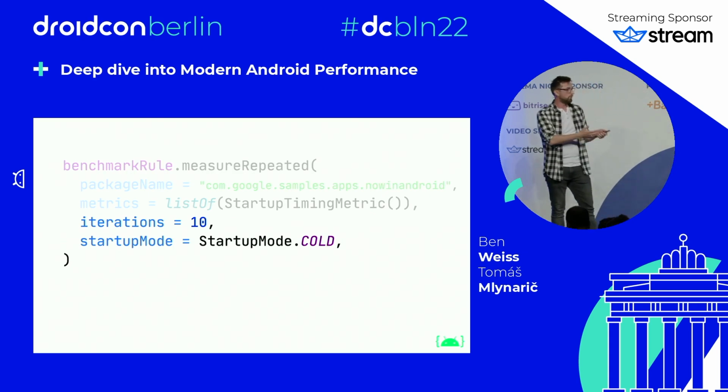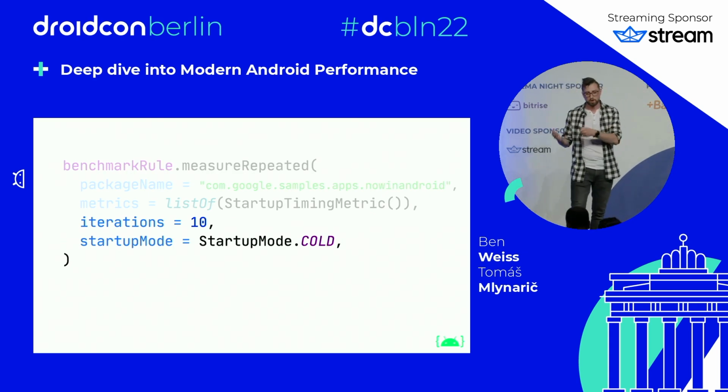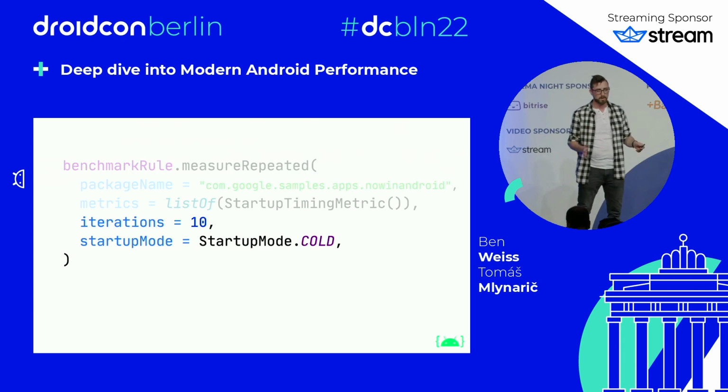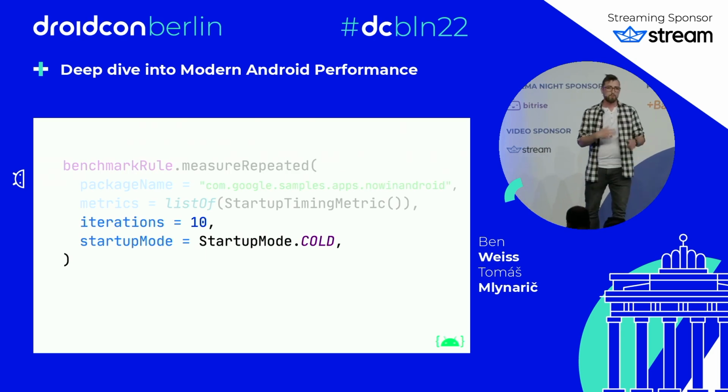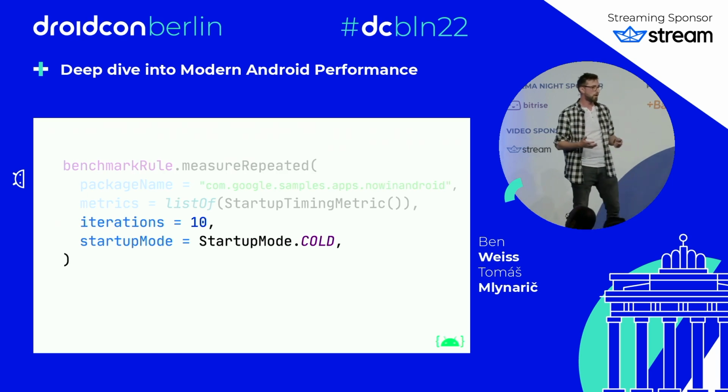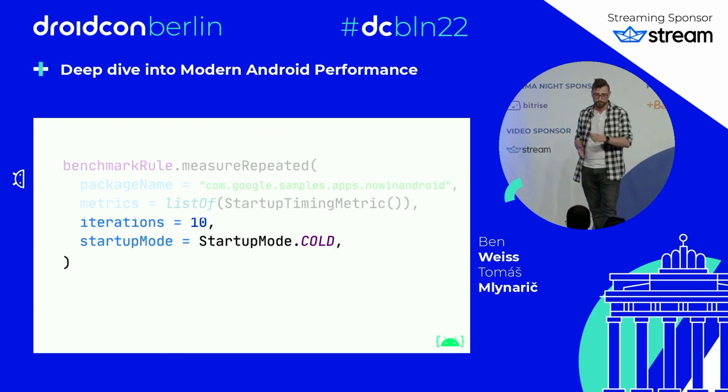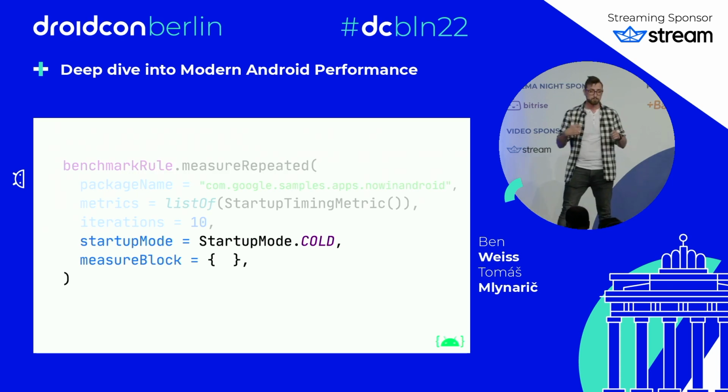And then we specify the startup mode. Here is basically what Ben was saying: cold, warm, or hot. We recommend starting with cold. That takes the longest time, the most work for your application to do. Warm or hot is helpful when you have some kind of caching mechanism in your application and you want to measure that as well. And then we add the measure block.